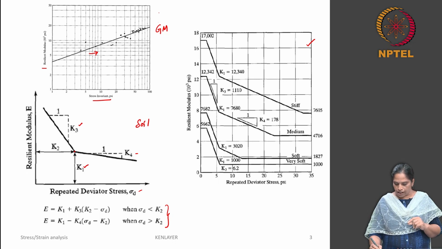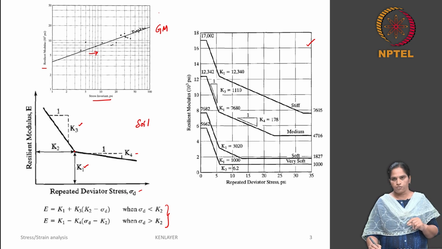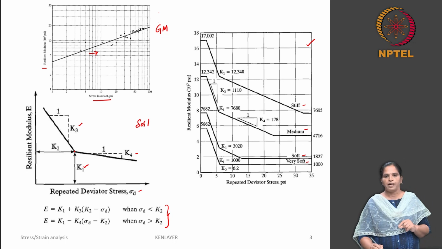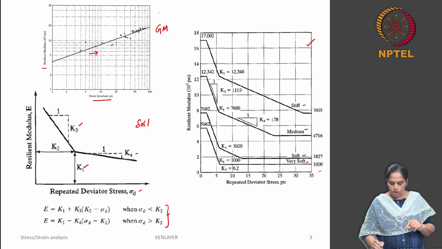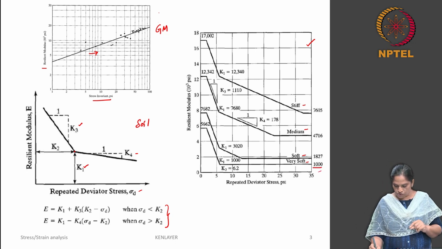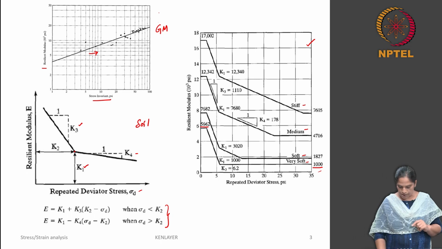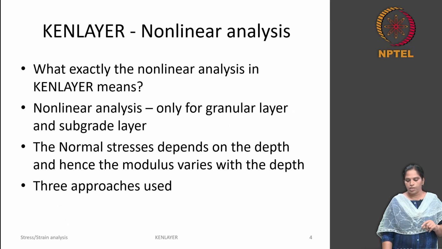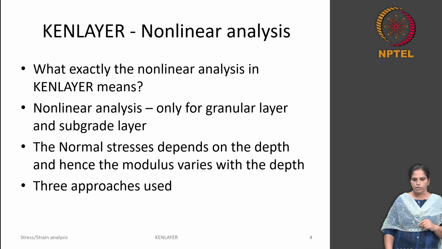You can see that the K1, K2, K3, K4 values vary depending on the type of clay soil. So for four different clay soils, very soft, soft, medium and stiff clay, you have the material parameters listed here. You can also see that a minimum value of K1 and a minimum value of resilient modulus are defined for different materials here. So we will see how to use these parameters in the analysis.